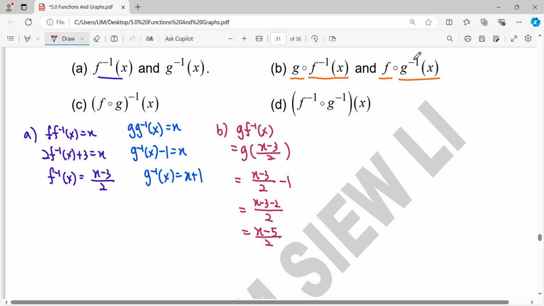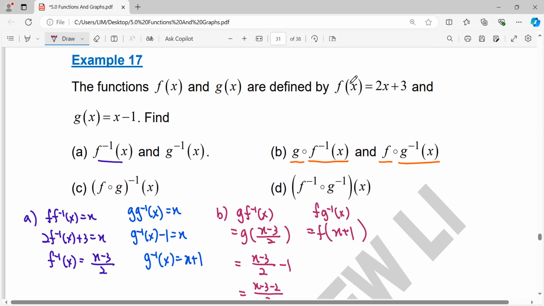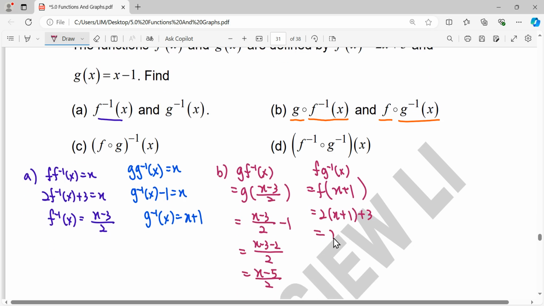So for another part here, it is finding f composite with g inverse. So that means we substitute g inverse first. We start with g inverse, which is x plus 1. Then we substitute this x plus 1 into the function of f. So this x will be substituted by x plus 1. So 2 will times with x plus 1, plus 3. We simplify this. Expand, we get 2x plus 2 plus 3. Finally, we get 2x plus 5.